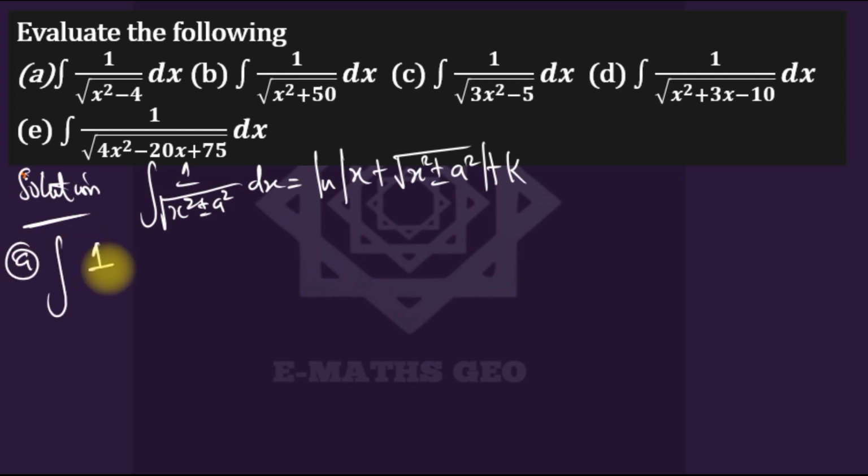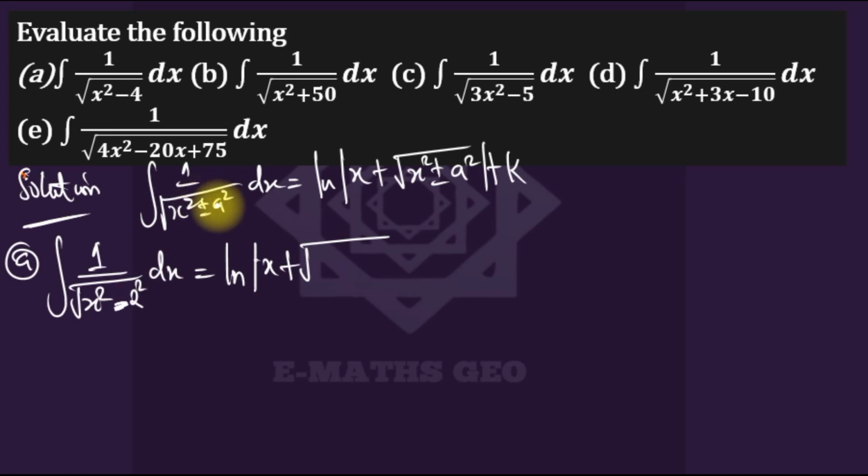So the first one has minus 4, and 4 is 2 squared. So the answer is ln of x plus the square root of x squared, since we have minus 2 squared, which is 4. So that's our answer, plus k. The second one, we have addition.